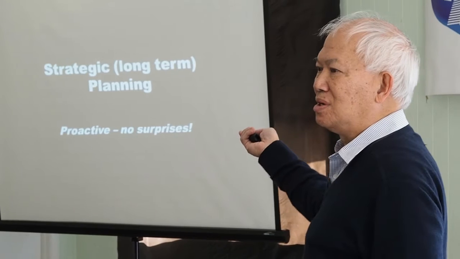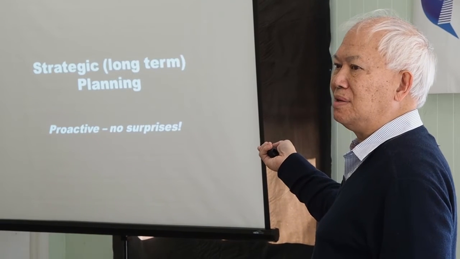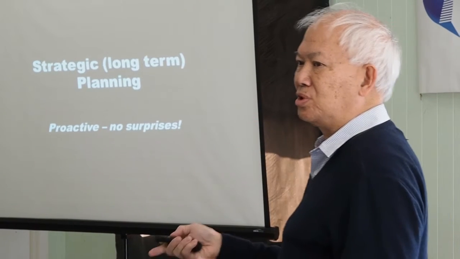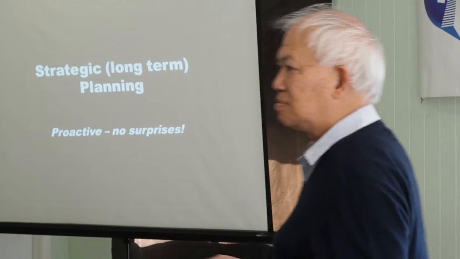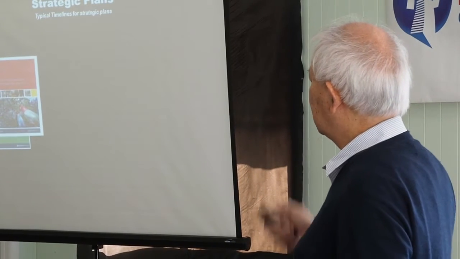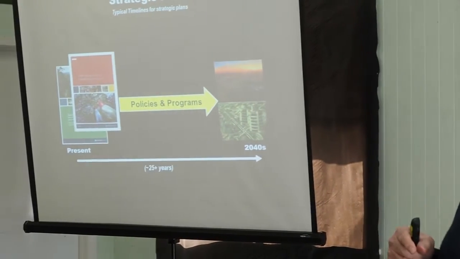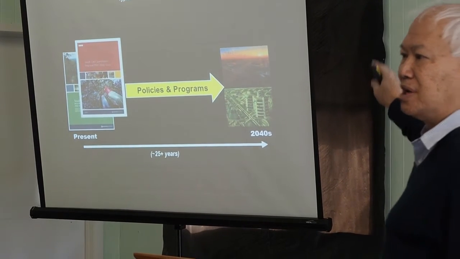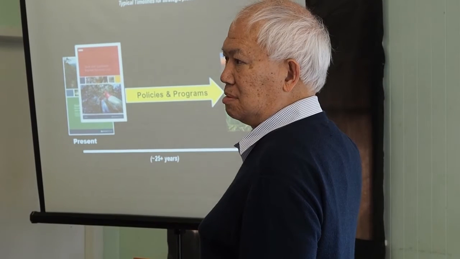In other words, folks, no surprises. If there was proper strategic planning, there would be no surprises. You're sitting in this room here because not only are you reacting, but you've got a big surprise. Well, that's not planning. So, strategic plans. This is the time scale. We're looking at 25 plus years. The strategic planning we're doing now in this part of the world is looking at 2041. 2041. Just think about that.